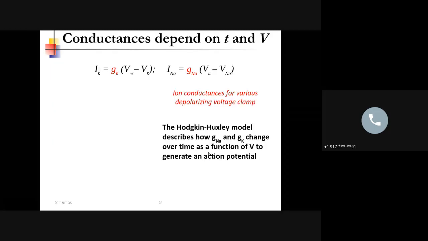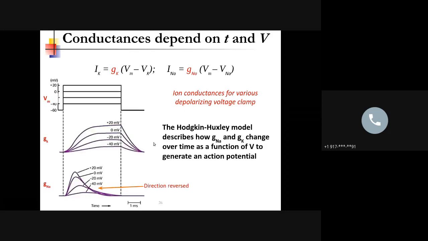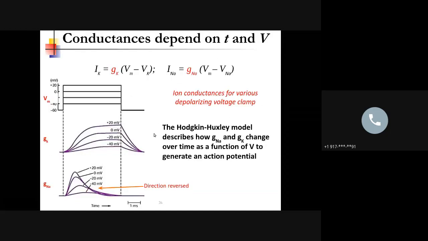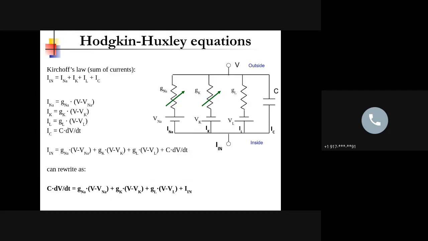I don't know what happened to that slide, but let's go to this slide. Okay, so the conductances themselves are functions of voltage and time. So that's what made them a rheostat. Let's skip that. Oops, now it's jumping ahead. Okay, let's skip that. All right, so now we can really talk about the Hodgkin-Huxley equation.